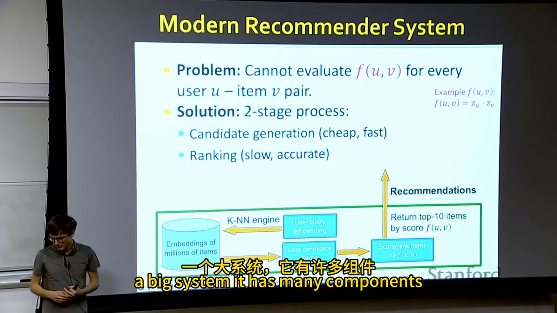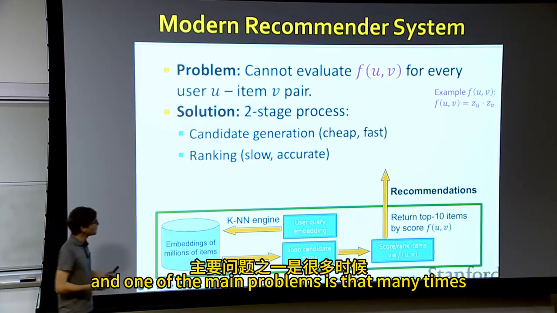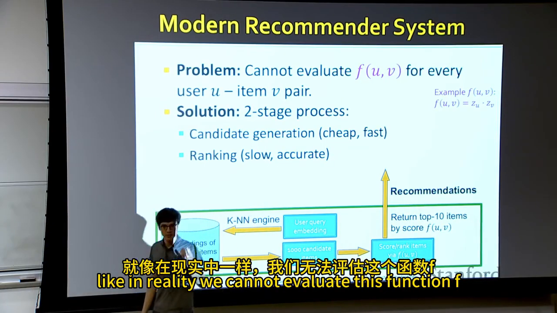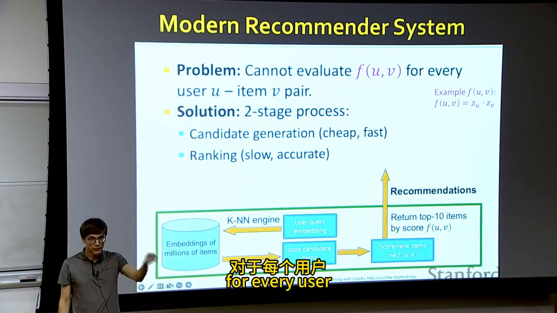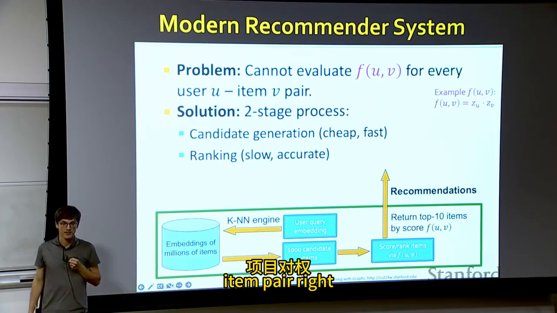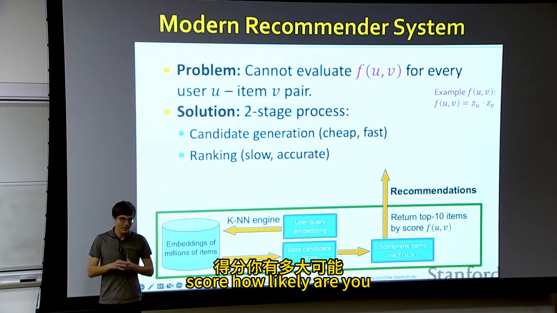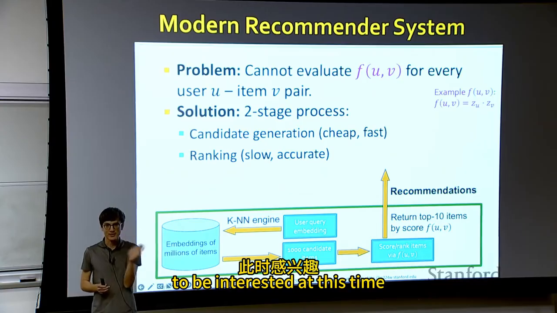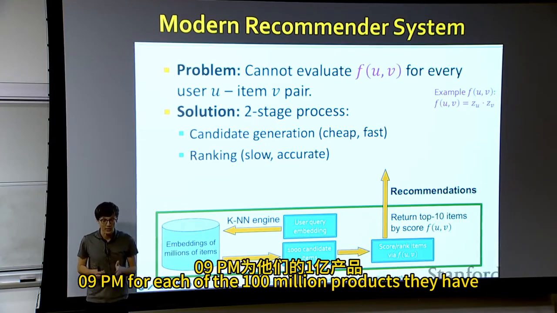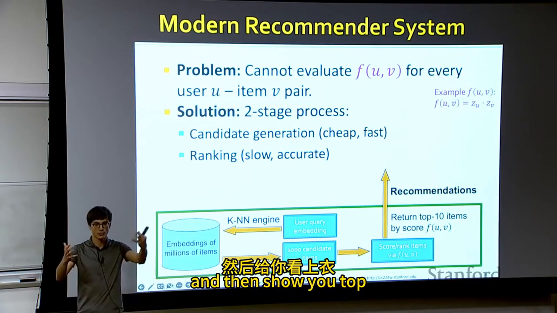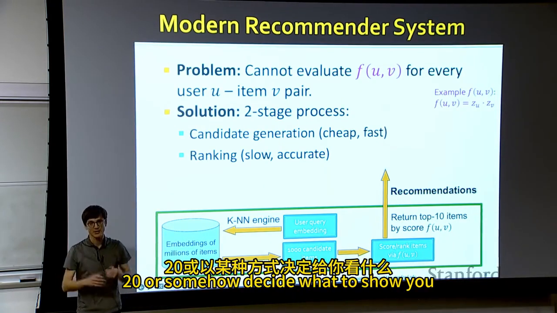It has many components, and one of the main problems is that in reality, we cannot evaluate this utility function f for every user-item pair. You cannot show up to the Amazon web page and in 50 milliseconds score how likely you are to be interested at this time, on Tuesday at 3:09 p.m., for each of the 100 million products they have, or even more, and then show you the top 20 or somehow decide what to show you.